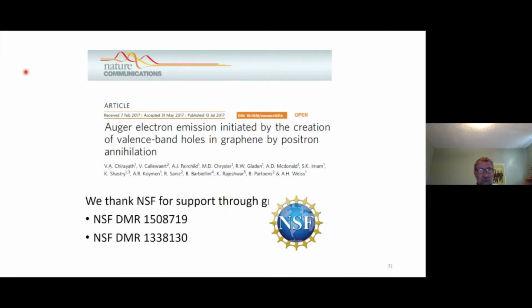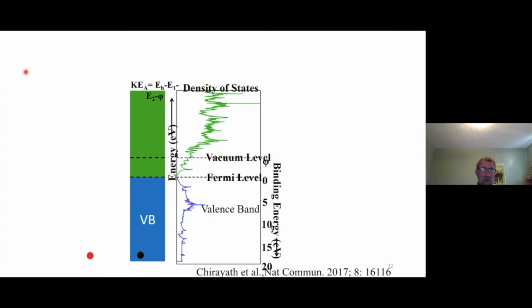so we reported this in Nature Communications recently. This new transition in graphene had never been observed, and basically what happens is the positron comes in and annihilates with an electron in the valence band, and that was what was new. The valence band in graphene is very deep, it's 25 eV deep, and so if you make a hole at the very bottom, an electron can drop down, and that gives you enough energy to leave.